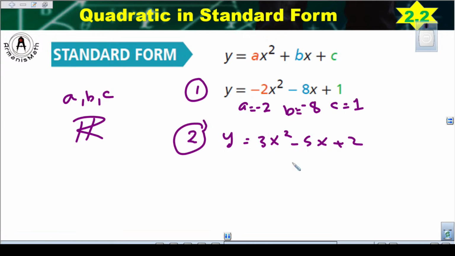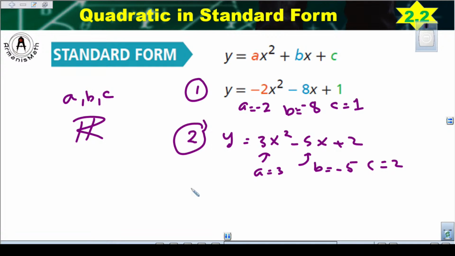Once you know the ABC, next time you want to sing with me. Right. So that's true. A is the number next to the x squared. So that's A equals 3. And B is the number next to the x. I'm going to call upon some of you, okay? Make sure that you're ready, guys. And C equals 2.